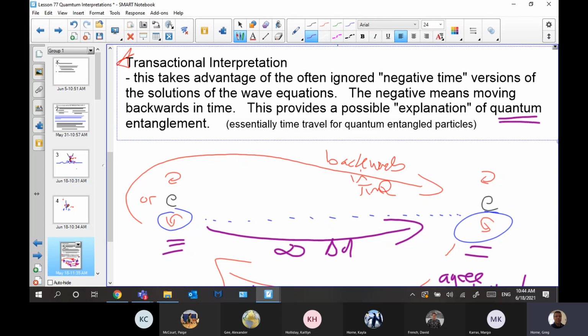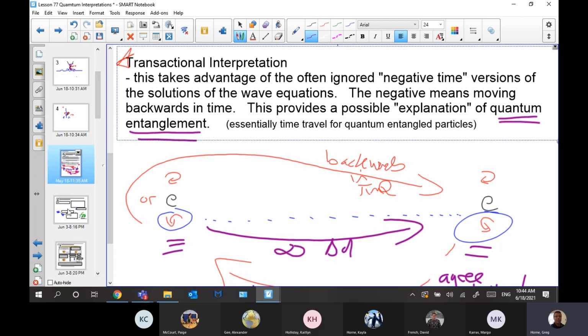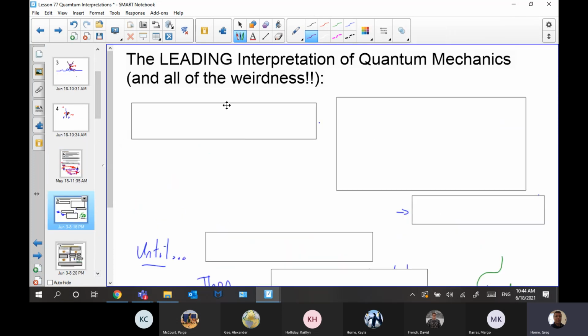If you hear about quantum entanglement, like I said, it's a real thing. It's very experimentally observable. Not observable in everyday life, but very much in experiments with electrons and protons and even buckyballs and things like that.